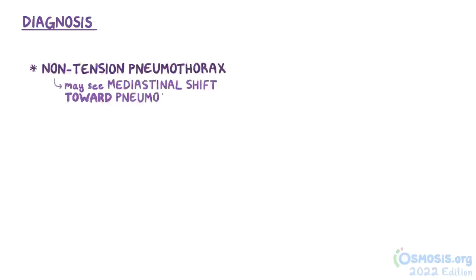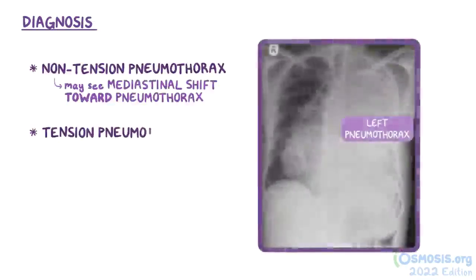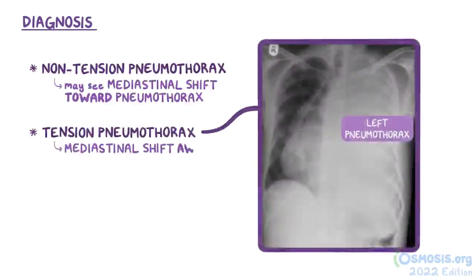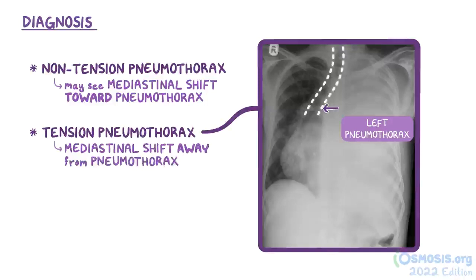Now, in a non-tension pneumothorax, you may also see mediastinal shift toward the side of the pneumothorax, while in a tension pneumothorax, mediastinal shift will be away from the pneumothorax.